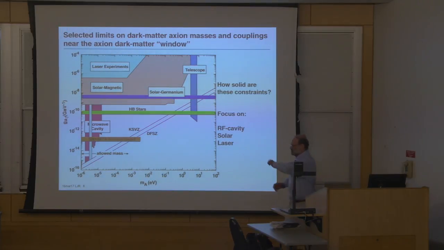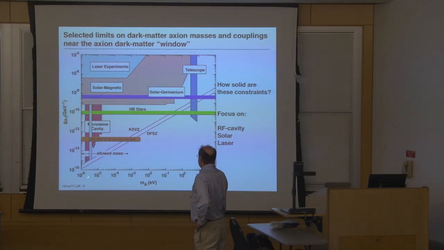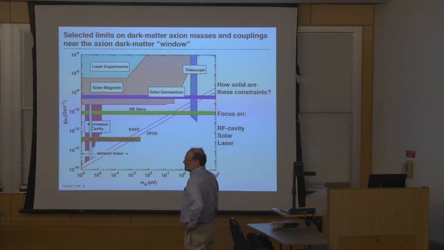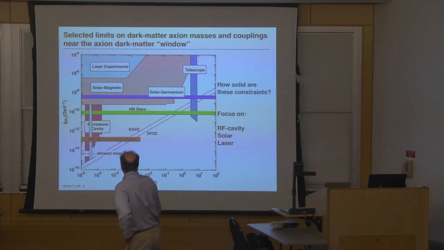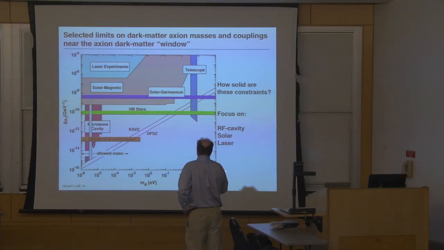This is the current set of bounds on axions, so I have to explain this plot a little bit. This is the putative axion mass, and it starts at a micro eV. Here's 1 eV, and here's up to 100 eV. This is the coupling of the axion to two photons. It's a dimensional coupling, inverse GeV. I don't quite know yet where the axion mass is, but here are the two theory lines.